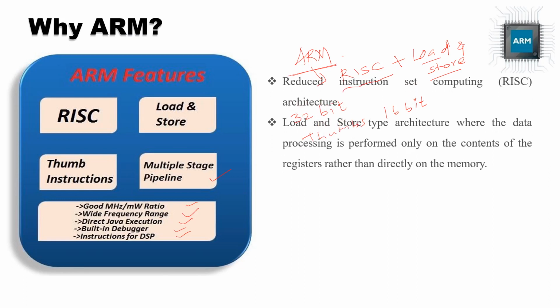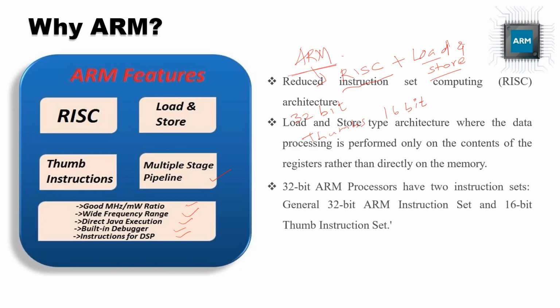right? As I said, reduced instruction set architecture, load and store type architecture is used. So 32-bit can be split into 16-bit as thumb instruction set, and it also supports pipelining to speed the flow of instructions for good performance.